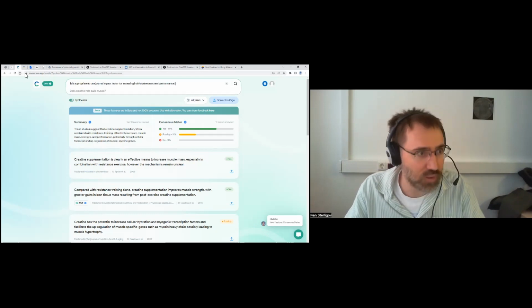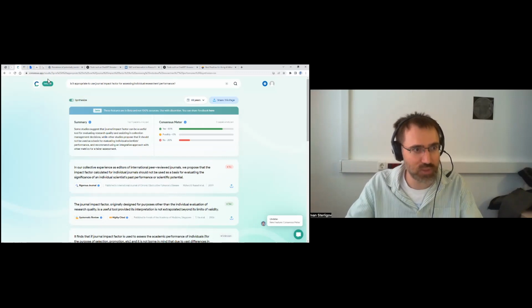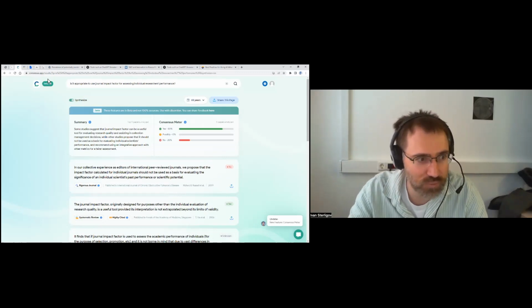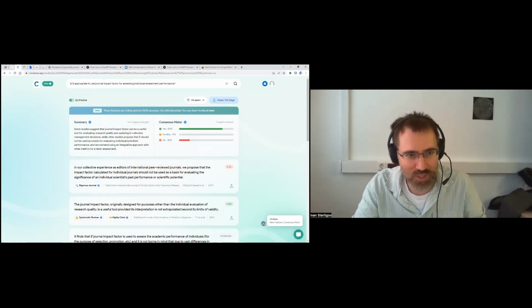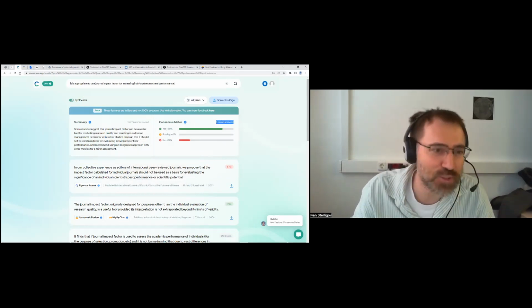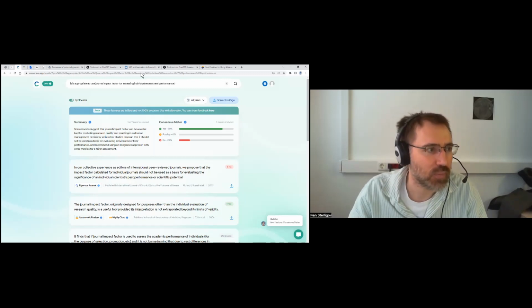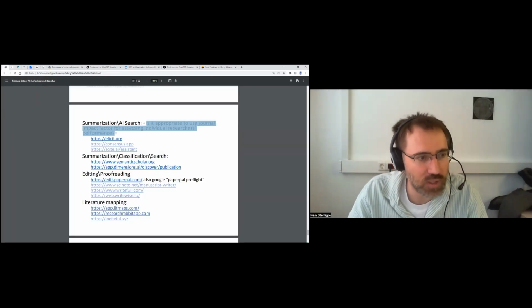if we asked it a question about the journal impact factor for assessing individual researchers' performance, somehow it says that 80% of the papers, 5 papers it analyzed, supported. This is not true. So be careful here. Maybe this too will become better as it ages.